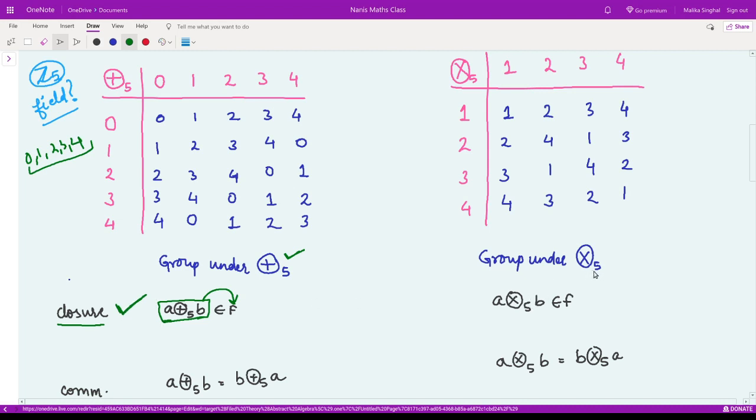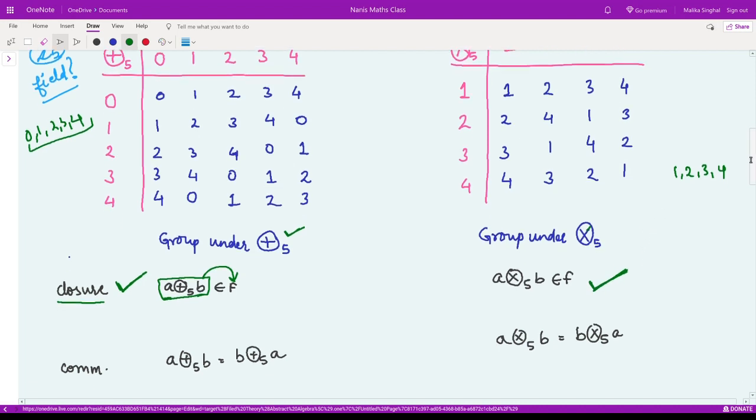Similarly, we need to check the properties for multiplication mod 5. If I take any two elements among 1, 2, 3, 4 and apply multiplication mod 5 to them, the result should again be in F. That means the result should again be one among 1, 2, 3 or 4. From the table, these are your answers, right? You can see that each entry is either 1, 2, 3 or 4. Therefore, the closure property under multiplication mod 5 is valid.